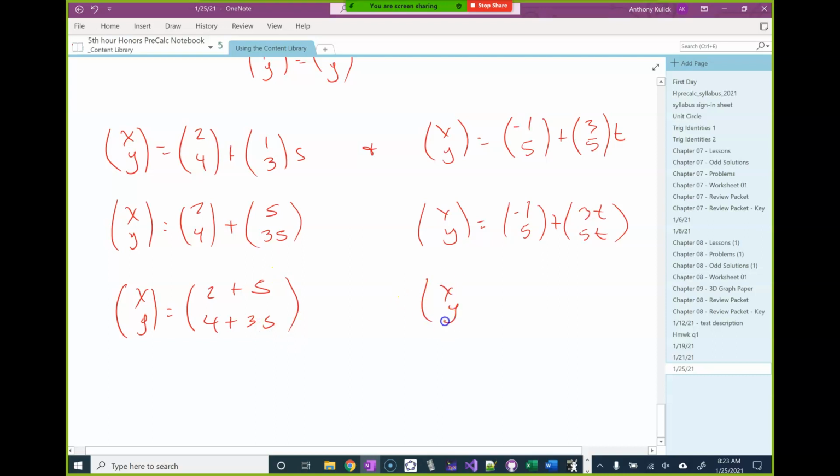Everybody so far so good? So this really becomes the system. X has to equal 2 plus s, and y has to equal 4 plus 3s. And this one becomes the system. X has to equal -1 plus 3t, and y has to equal 5 plus 5t.